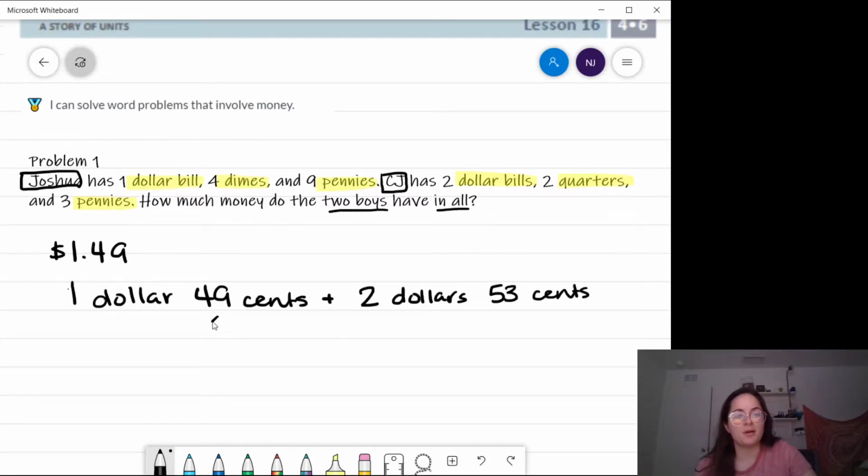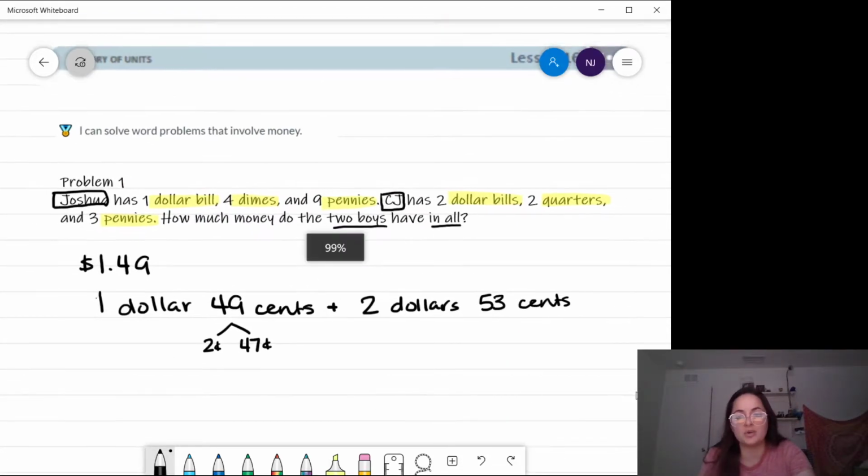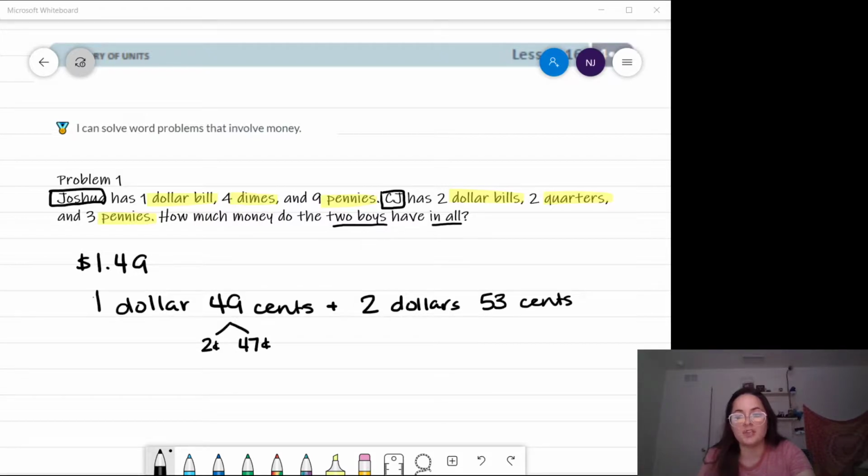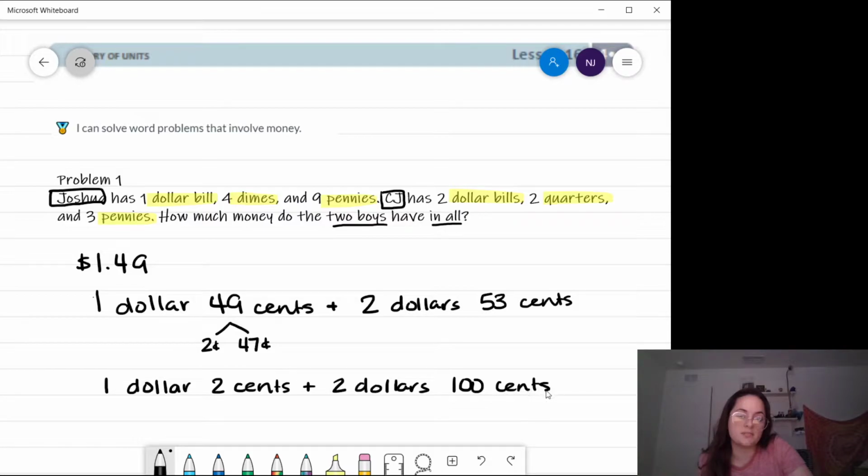So you could break this apart into 47 and 2 cents, and think, I know 47 cents plus 53 cents is going to give me 100 cents. So I can kind of rename this as $1.02 plus $2 plus 100 cents. Because it's kind of like I took this 47 cents and added on to the 53 cents I already had to make 100 cents.